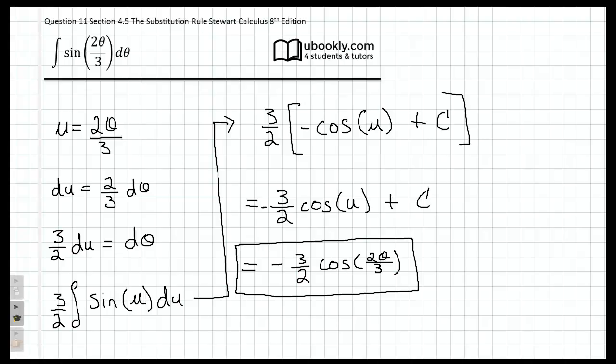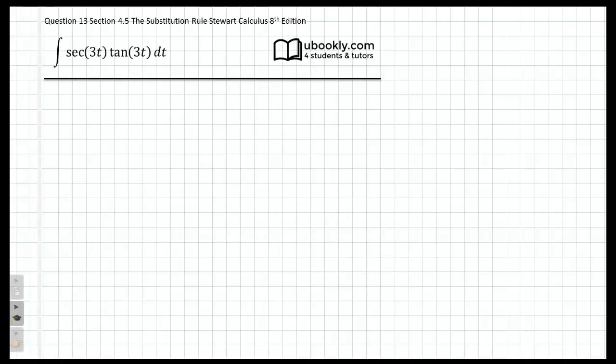Okay, next question. The question says find the integral of secant 3t times tangent 3t dt. This question is easy if you remember that the derivative of secant of x is just equal to secant of x tangent of x. That means the integral of secant of x tan of x is secant x.